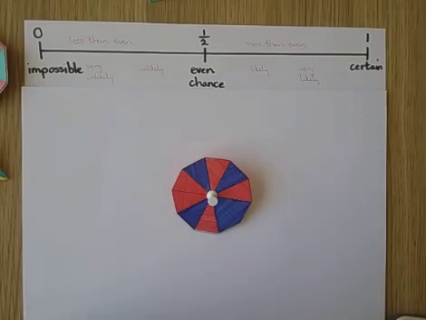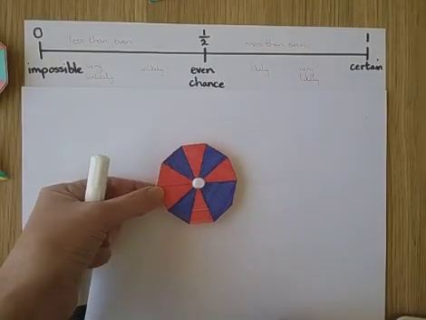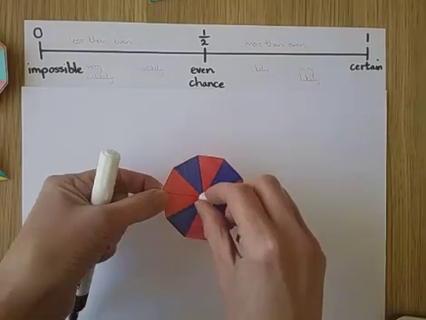For today's lesson, we are going to be making our own probability spinners. And certain games that we play use probability spinners to help us decide maybe whose turn it is or how many points you get. So today we are going to be making our very own probability spinners.